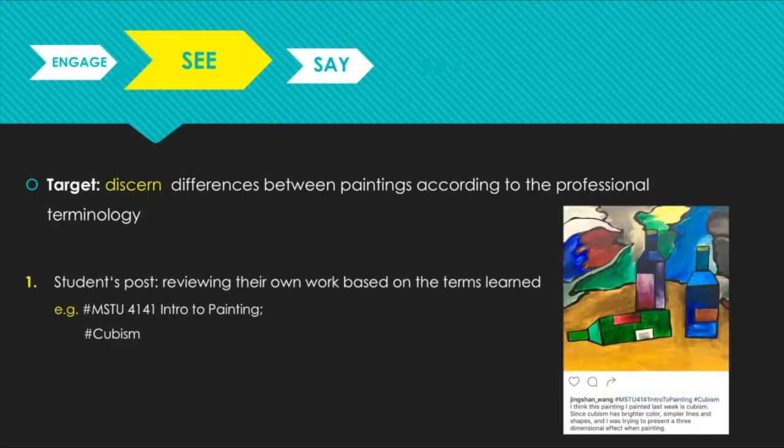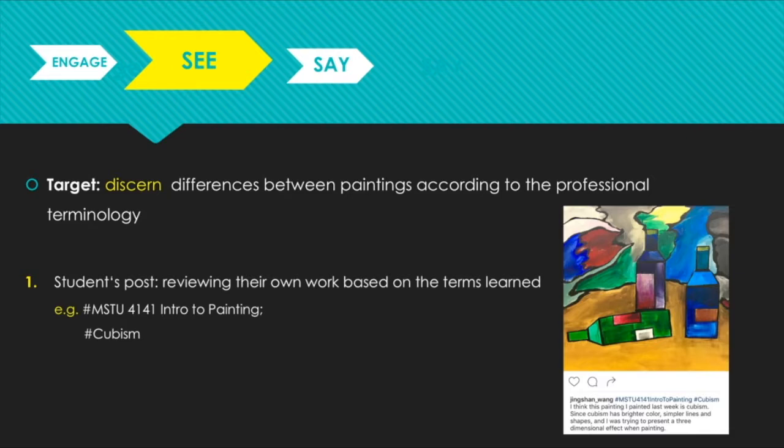And once students achieve the engaged target, they need to be able to see differences between paintings using the professional criteria and terminologies. The target of outcome C is to discern differences according to the professional terminology. The activity using Instagram works like this. Students make a post of their own paintings and give it definitions based on concepts they learned. For example, the post in the picture is one's own painting and its referring style, Cubism, put in the hashtag.